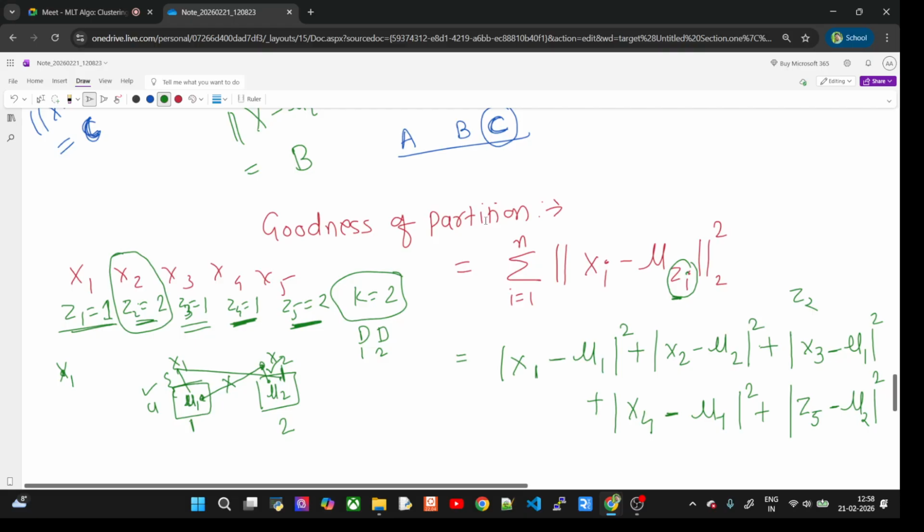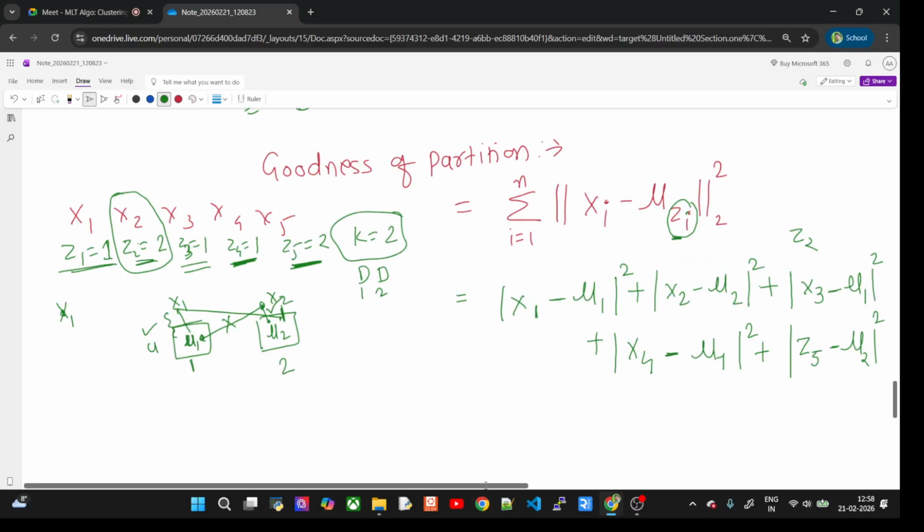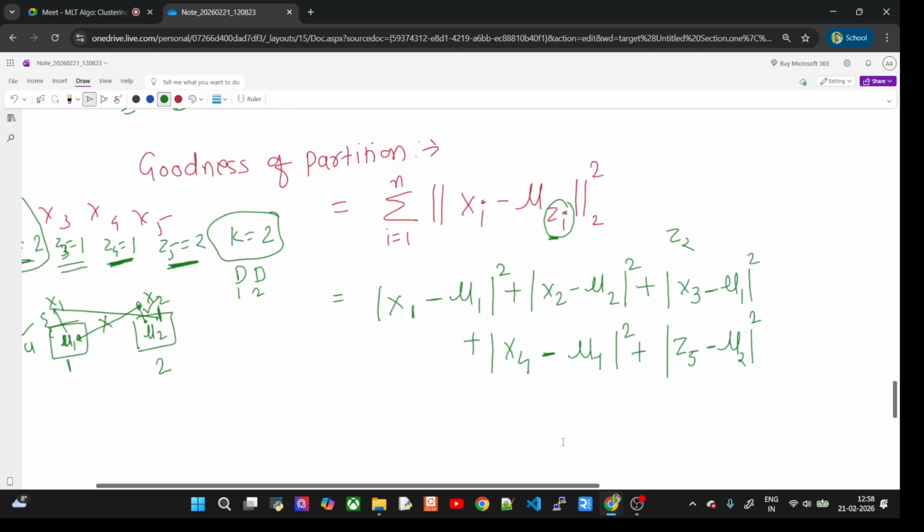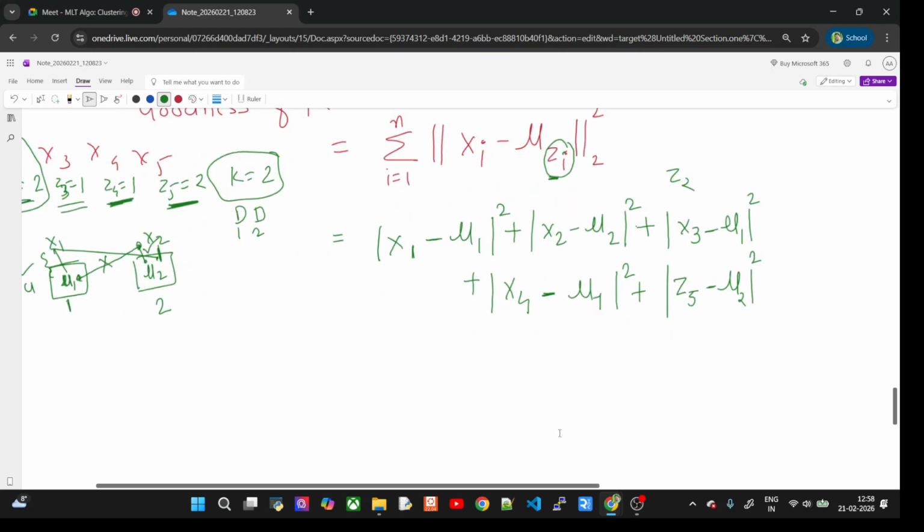But what is the point now? The point is, this is called the goodness of your partition, but the point is this formula, whatever the goodness of partition.